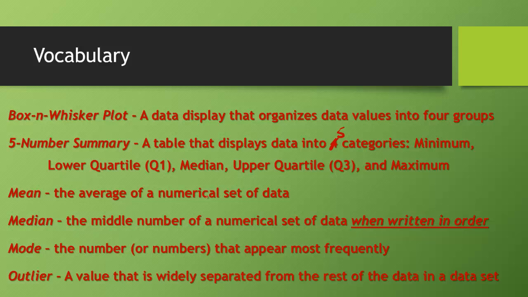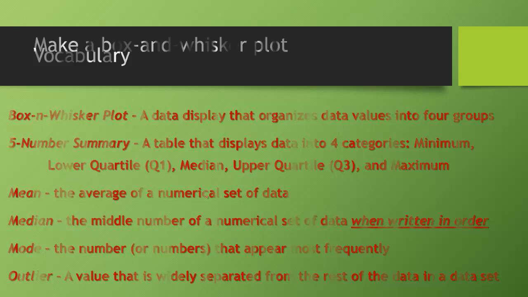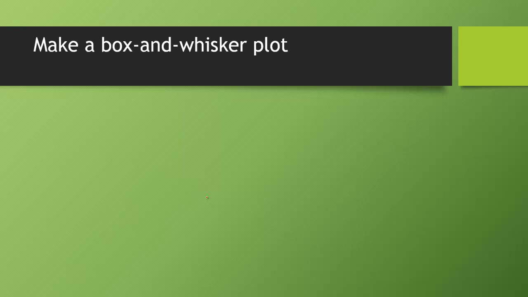And an outlier is a value that is widely separated from the rest of the data in a data set. It'll be pretty apparent, as you'll see in the example that I give you towards the end of the video. So here's how you make a box and whisker plot.